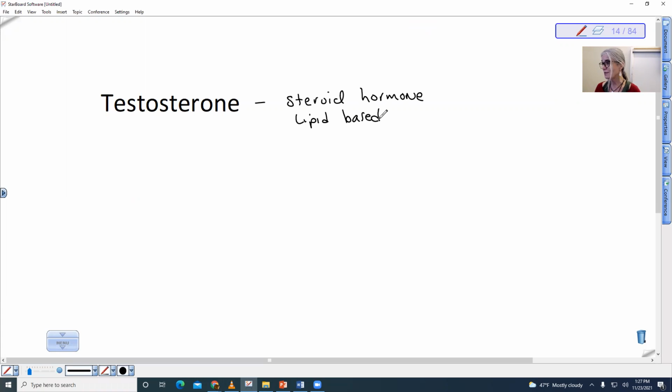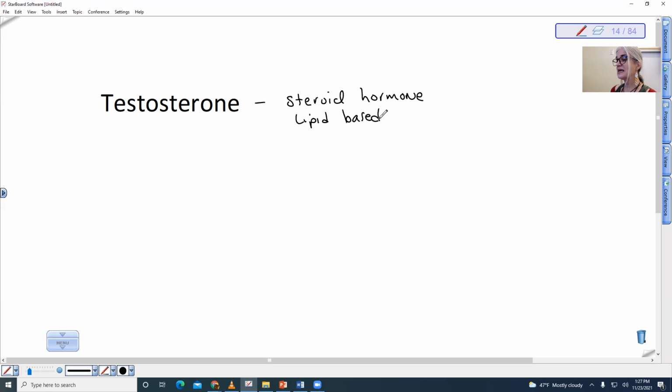They pass through the plasma membrane of your cells, and they can actually get into the nucleus and interact directly with the DNA. So for example, you could use testosterone cream, and you could also use estrogen and progesterone cream, and you would be able to see an elevated level of that in your body.